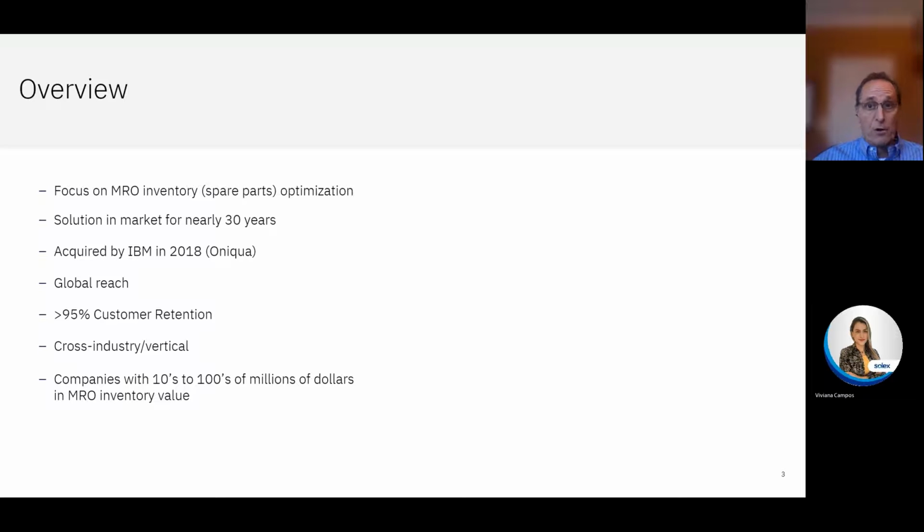The solution's been around for over 30 years. We started out in Brisbane, Australia in mining. We go oil and gas, mining, transportation, any heavy asset industry we target. We were acquired by IBM in 2018. We have a global reach with customers globally. We have a very high retention rate. Once our customers start using the solution, they stay on the solution. And again, we go across many verticals. And we have tens to thousands to hundreds of millions of dollars in inventory being utilized by our solution today.